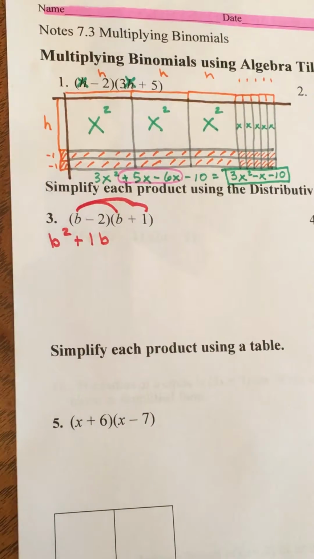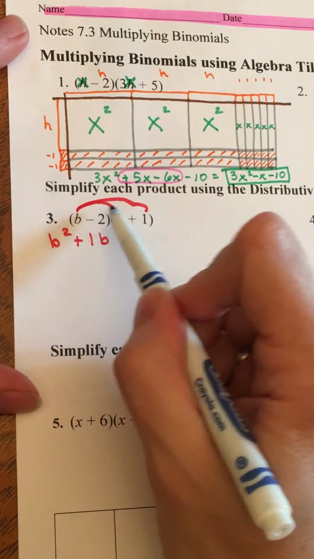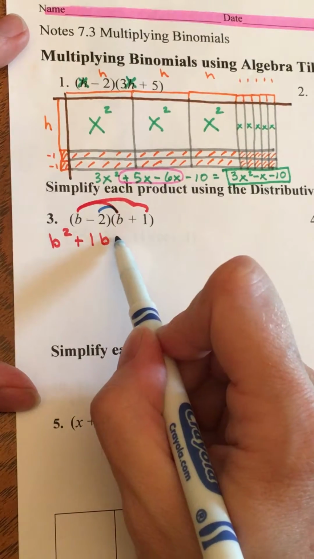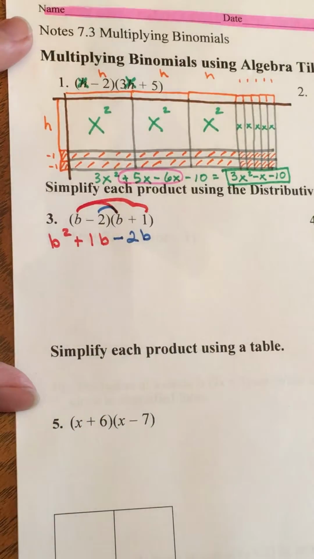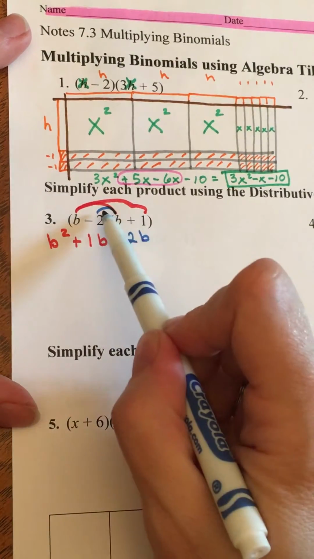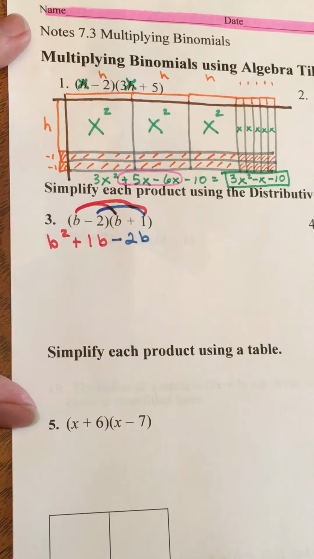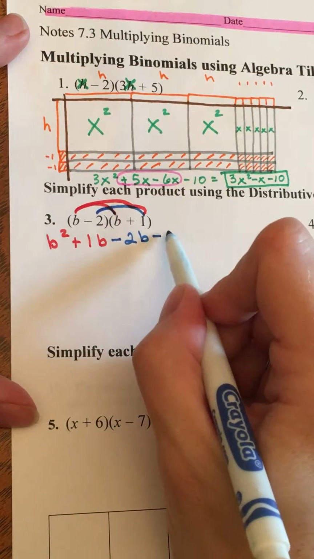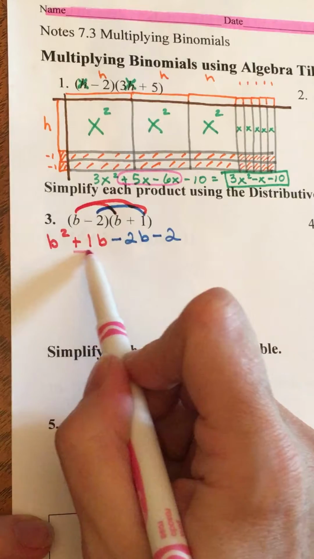Great. Let's do a second set of distribution in this problem. Negative 2 times B. Well, a negative times a positive is a negative 2B. And then our second distribution, negative 2 times a positive 1. A negative times a positive is a negative. 2 times 1 is 2. Great. Now we can simplify by combining like terms.